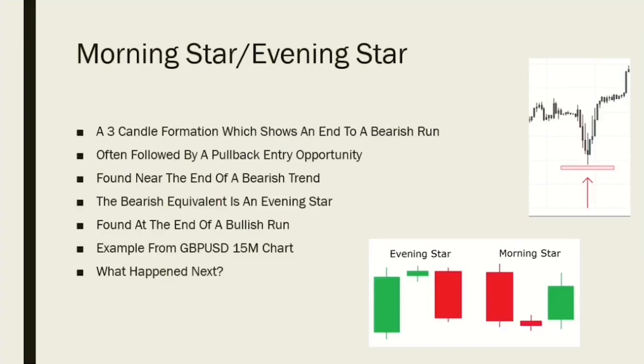This is our 3 candle formation, the morning and evening star. I'll go over the morning star first and then touch on the evening star. So it's a 3 candle formation which shows the end of a bearish run. They're often followed by a pullback opportunity, and they're always at the end of the bearish trend. And of course, the bearish equivalent is an evening star. So what about morning stars?